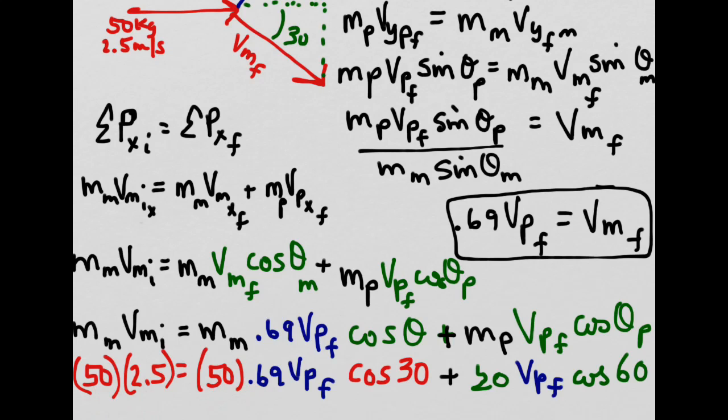Substituting in, the only thing I don't know is Vp final, and when I solve for that I will find out that Vp final equals 3.1. Then I'm going to go back to this expression right here, put in 3.1 for Vp final, and I'm going to find out that Vm final is 2.1.